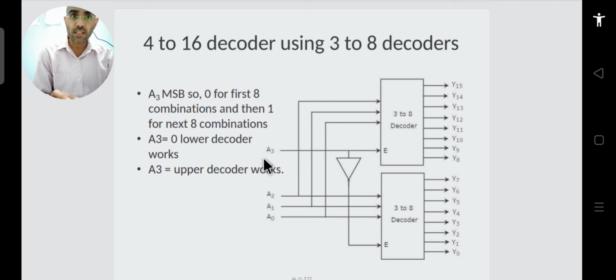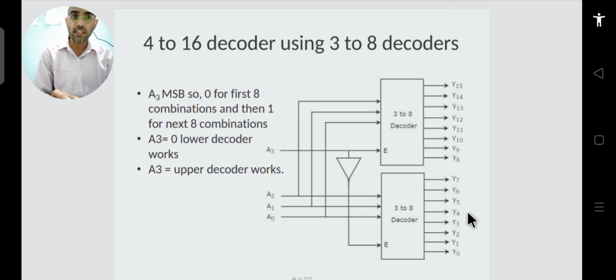Whereas when A3 is equal to 0, since we are using an inverter, this will become 1, and this lower decoder will get enabled. When A3 is equal to 0, the lower circuit is enabled and it will generate the terms from Y0 to Y7. Whereas when the upper decoder is enabled, it will generate the terms from Y8 to Y15.